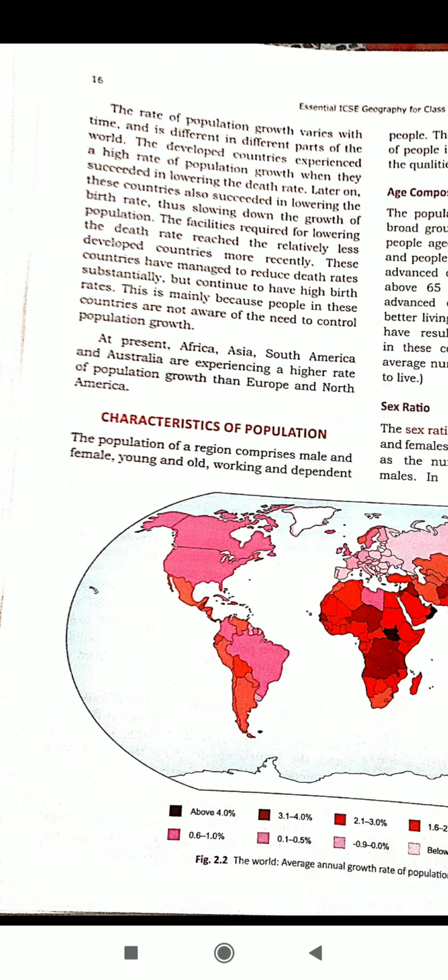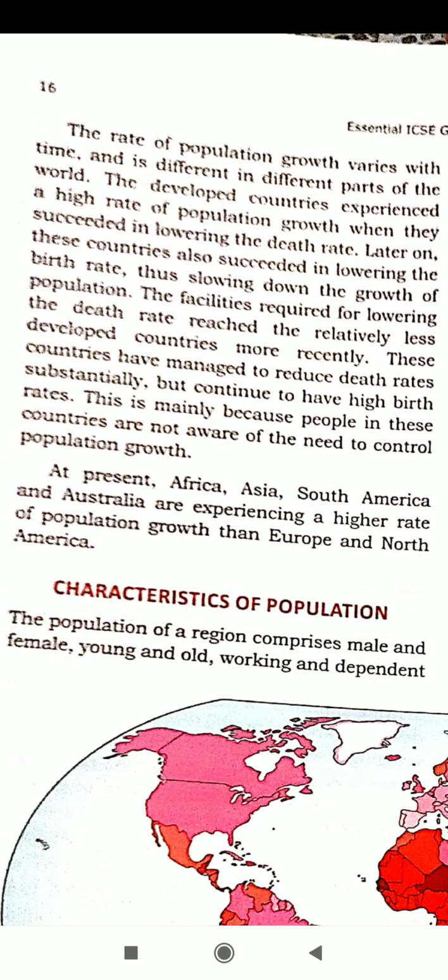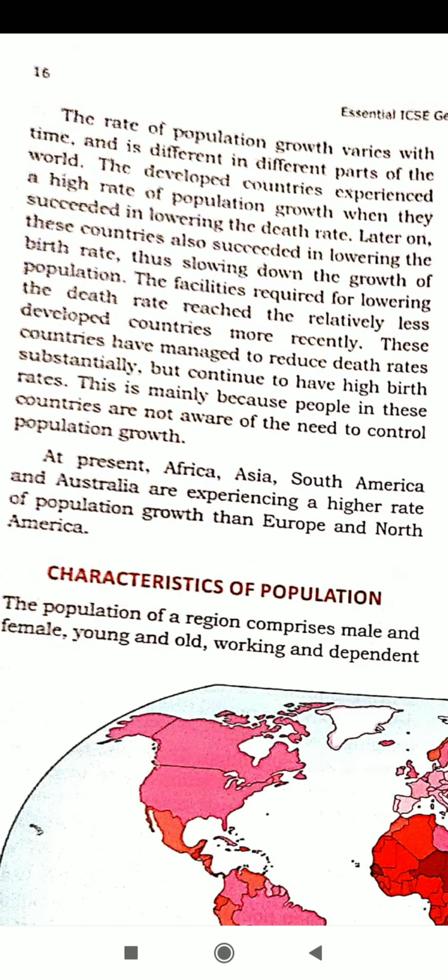The rate of population growth varies with time and it is different in different parts of the world. Now, students, you can understand that developed countries experienced a high rate of population growth when they succeeded in lowering the death rate, because in developed countries people are more literate. Later on, these countries also succeeded in lowering the birth rate, thus slowing down the growth of population. The facilities required for lowering the death rate reached the less developed countries relatively later.